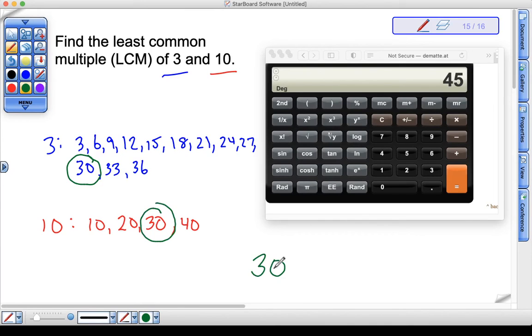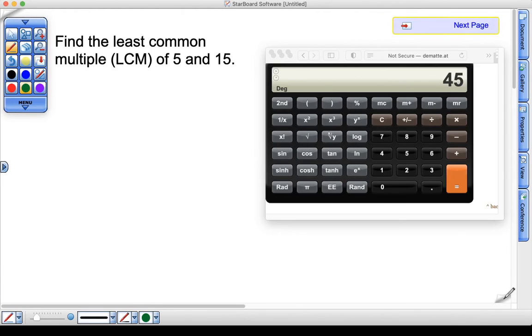So hopefully you had that answer. Okay, we have one more problem to try, and then we are done for today. That's the least common multiple of 5 and 15. So why don't you try that one now.